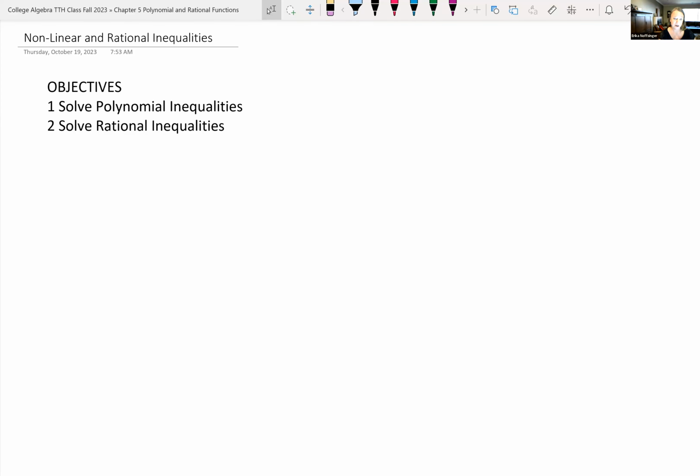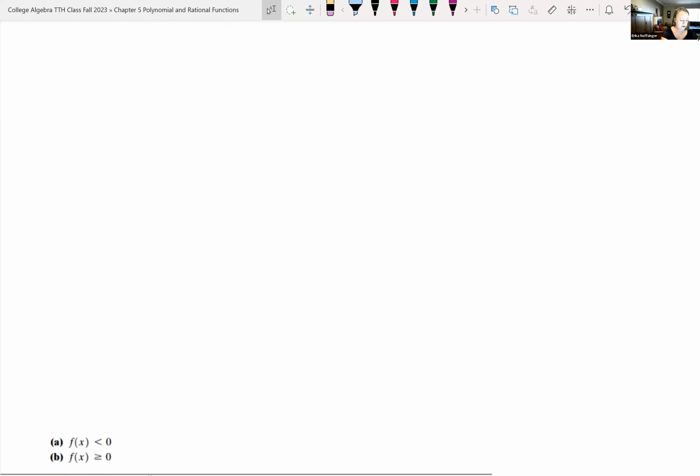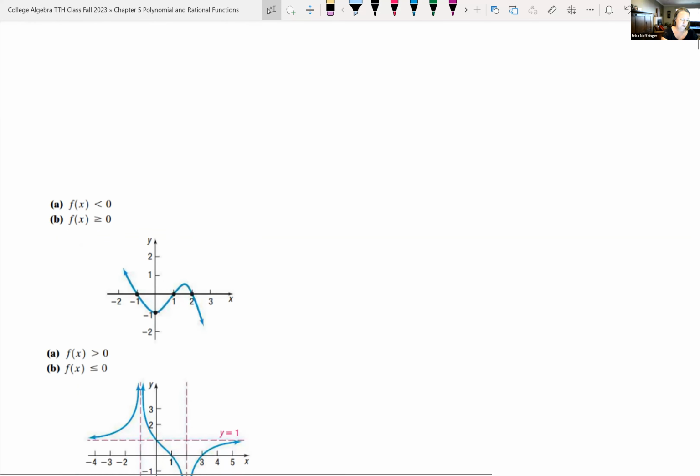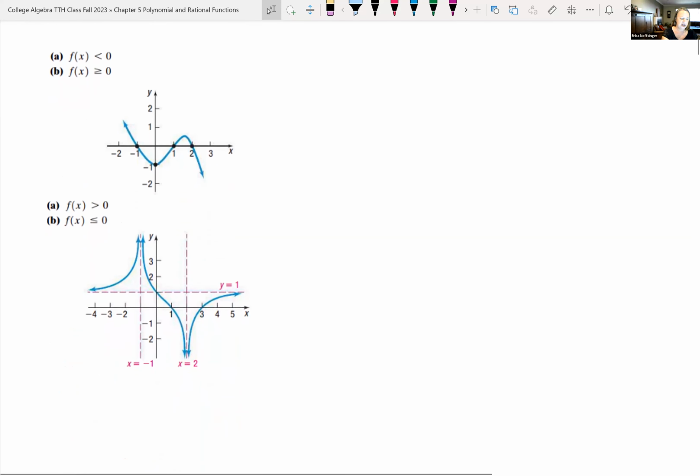So let's see what's going on graphically before we talk about how to solve it if we're given the inequality itself. In front of us right now, we have two different graphs. Let's look at the first graph up here. Part A states that we want to find when f of x is less than 0.